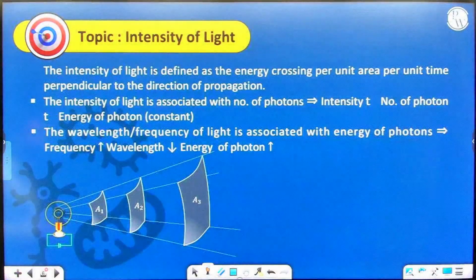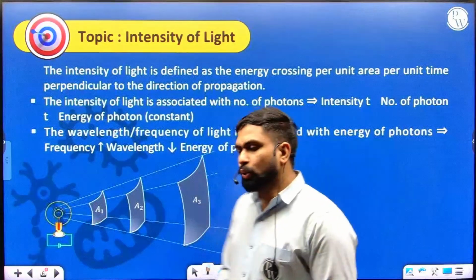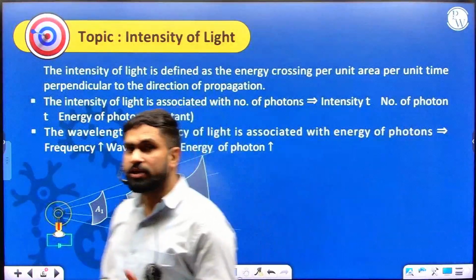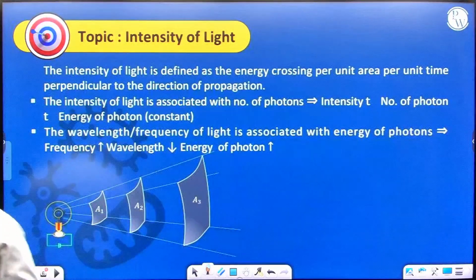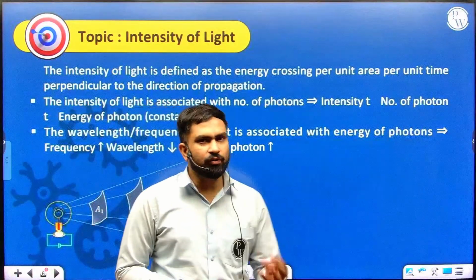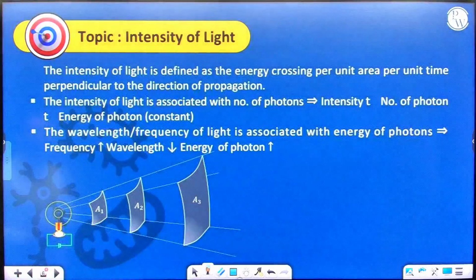Let's move on to the next part, intensity of light. Intensity of light you need to understand in terms of energy falling per unit time per unit area in the form of photons. Only the photons we are discussing here, so photons are falling per unit time per unit area. So let's talk about this.